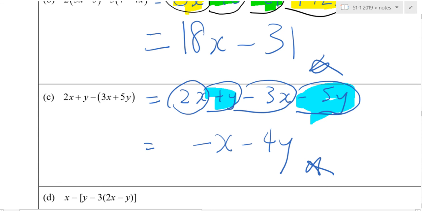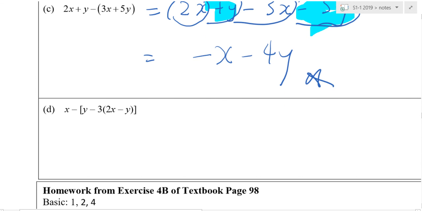D. Next person to answer is Yiting. D. Do already? Haven't do yet also. Let's do it on the board. Yiting. X minus square bracket y. Because I want to settle the innermost bracket. Do you know you have to do the innermost first? So copy y minus something. Yiting can tell me or not?